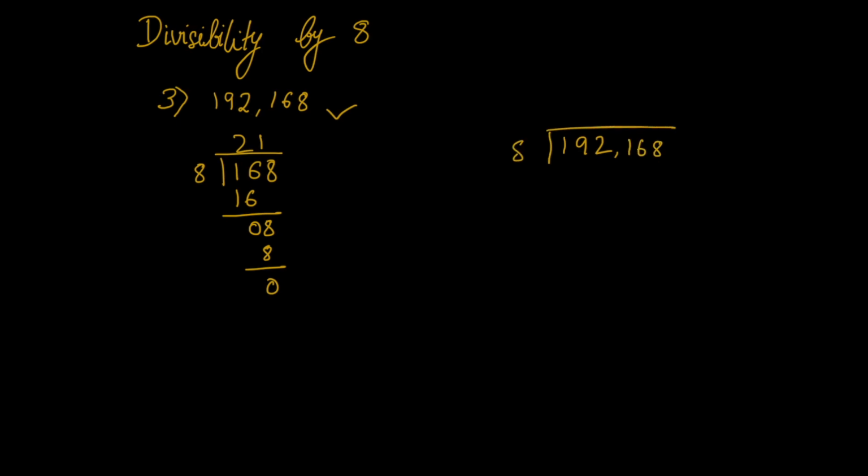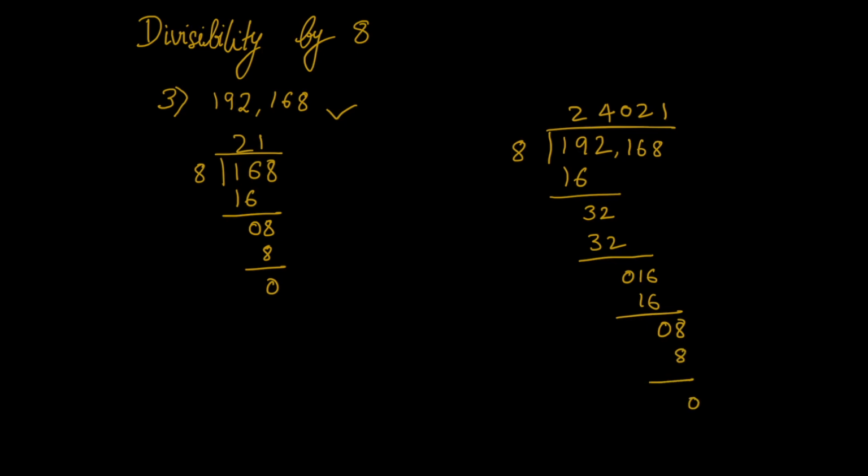8 goes in 19 twice. We subtract 16 from 19 and get a remainder 3. We pull down the 2 and 8 goes in 32 4 times. We subtract and get a remainder 0. We pull down the 1 and the 6 and add a 0 to the dividend. 8 goes in 16 twice. We subtract 16 from 16 and we get a remainder 0. We pull down the 8 and 8 goes in 8 once with a remainder 0. So the number 1,92,168 is divisible by 8, and it fulfills the rule of divisibility of 8.